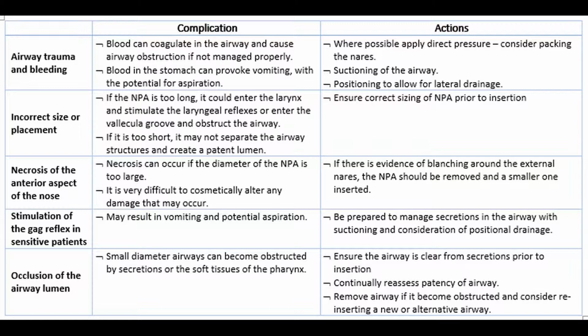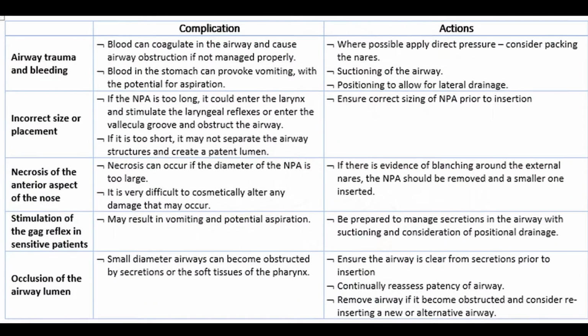While it is uncommon, necrosis of the anterior aspect of the nose may also occur if the diameter of the NPA is too large. If there is evidence of blanching around the external nares, the NPA should be removed and a smaller one inserted. Other complications include stimulation of gag reflex in sensitive patients and small diameter airways becoming obstructed by secretions or the soft tissues of the pharynx.